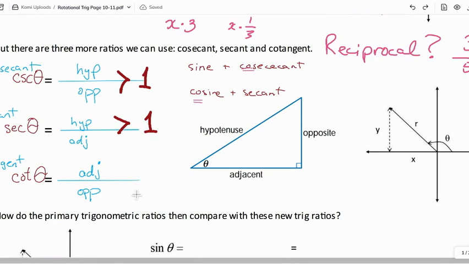Can you determine the lengths of sides with just that? No. Yeah, so that's a good question. Let's say, I'm just going to give a really simple number. Let's say I'm told that cotangent is equal to 2. So what does that mean? What does the 2 mean? Tell your elbow partner.